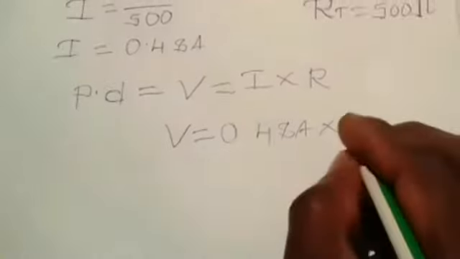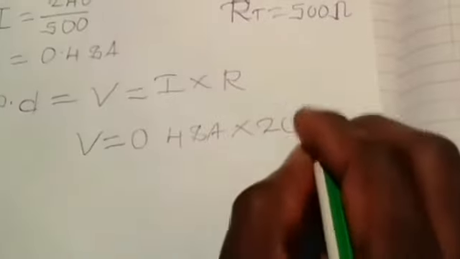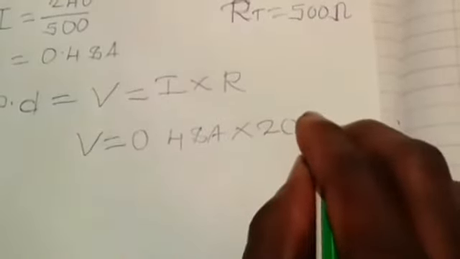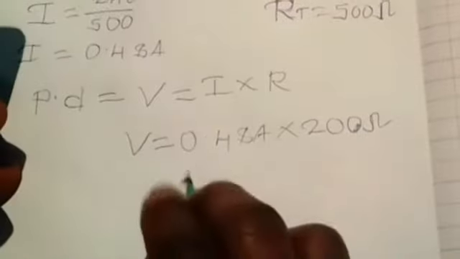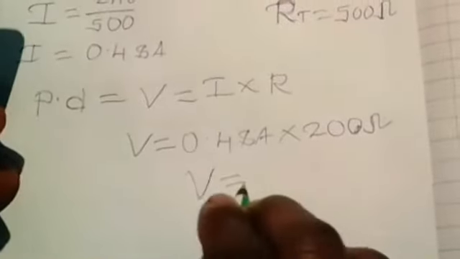So I'm going to say 200 ohms. When I calculate on my calculator, just very fast, 0.48 times 200, the answer will be 96. So meaning our voltage is equal to 96.